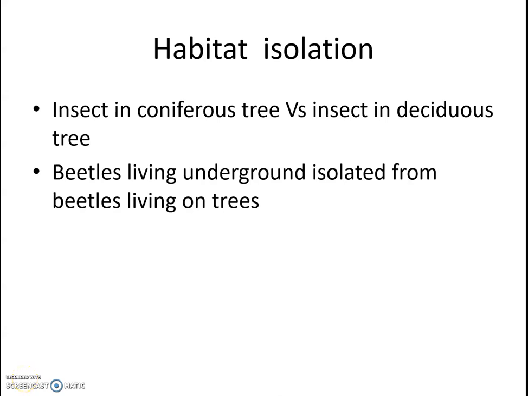We can see about the reproductive isolation in detail. In the previous class, we have already mentioned that reproductive isolation can be categorized into two: prezygotic or pre-mating, and post-zygotic or post-mating reproductive isolating mechanisms.